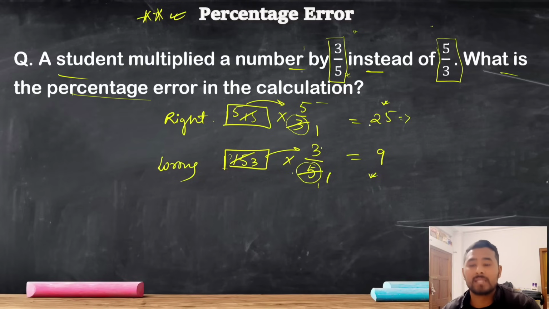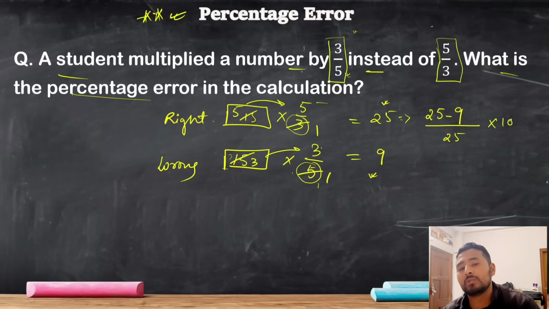Remember how much more or less? We'll do 25 minus 9 by 25 into 100, because we are comparing with the right one. Instead of 5 by 3, we are comparing with the right one. So our right one will come in the denominator, and the rest you do. So this one will come how much? 25 minus 9 is 16 by 25 into 100.